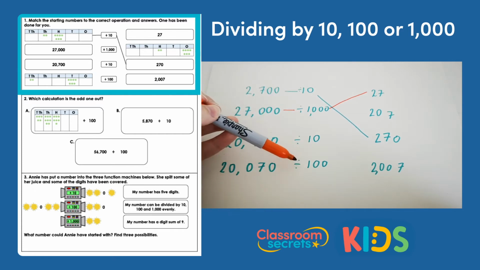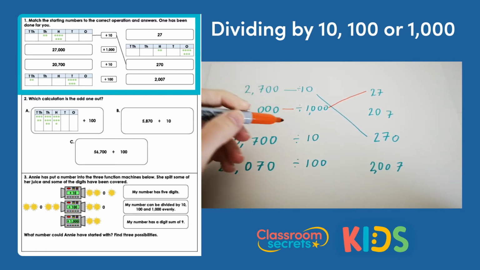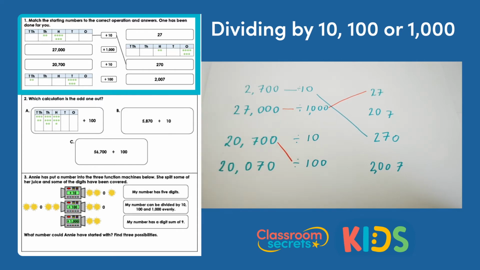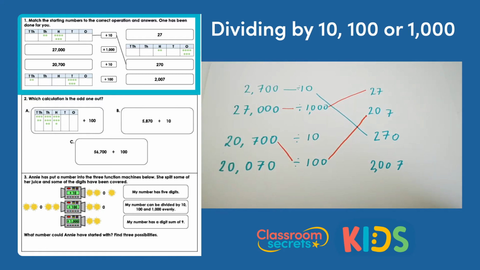However, we can try then divide by 100. So if we did 20,700 divide by 100, the numbers would move 2 places down the place value chart. So 7 would move 1, 2 into the ones column. The 0 would move 1, 2 into the tens column, and the 2 would move 1, 2 into the hundreds column, which would give us 207. So we can join that to there, and we can join this to there, because 20,700 divided by 100 is 207.